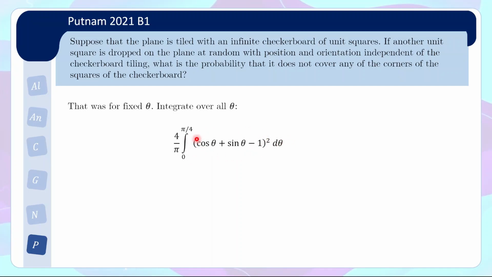We integrate from 0 to pi over 4, because after that, by symmetry, you can go back to one of the earlier cases in 0 to pi over 4. We divide by pi over 4, so that's why there's a 4 over pi here. And to do this integral, we simply just expand the square, and this is a really basic calculus question. So I won't go through the computation, and you should get 2 minus 6 over pi.